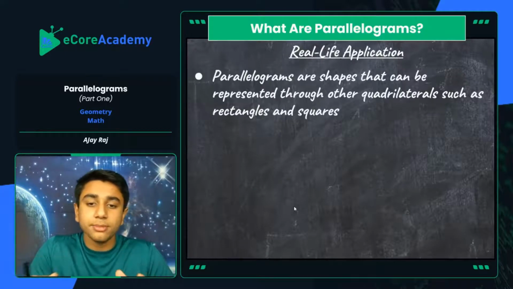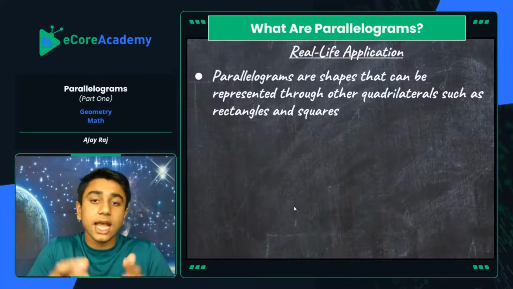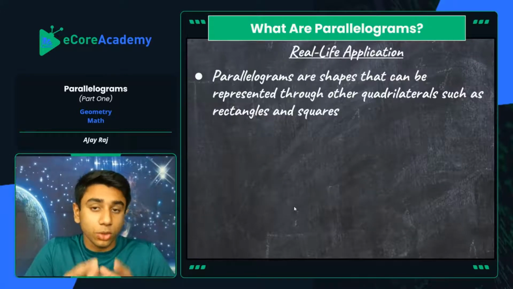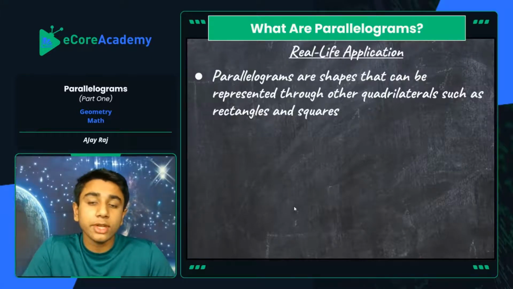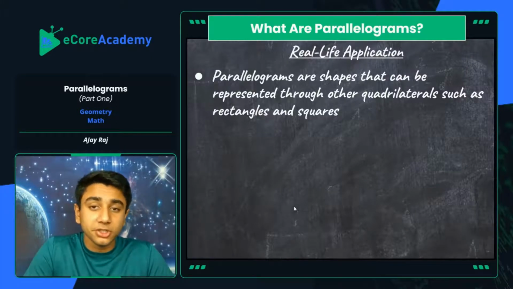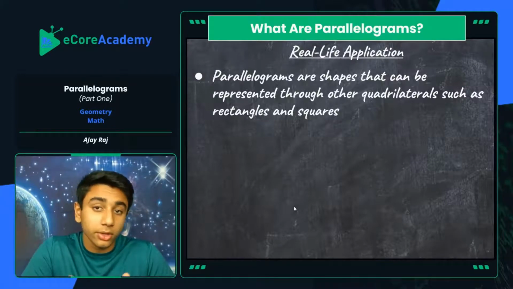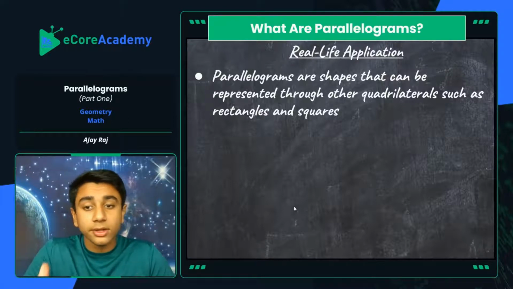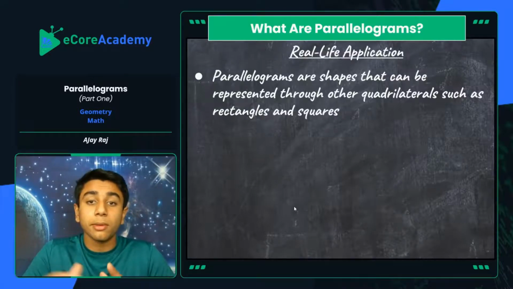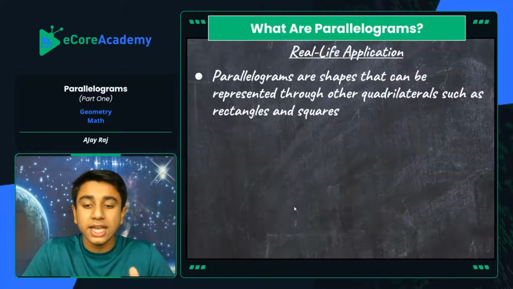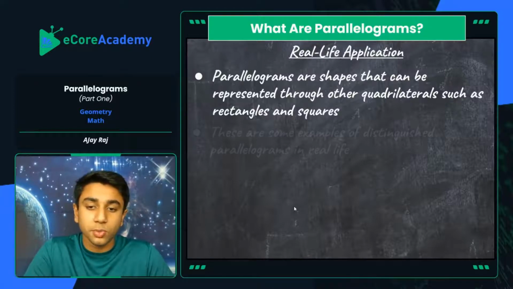Parallelograms are shapes that can be represented through other quadrilaterals, such as rectangles and squares. Parallelograms have such a wide representation and come in a large variety. I'm sure many of you are already familiar with a square and a rectangle from elementary school. These rectangles and squares are directly related to parallelograms. Parallelograms are essential building blocks for more complex figures, even as simple as rectangles and squares, and as complex as dodecahedrons and those three-dimensional figures that build off of these 2D figures.